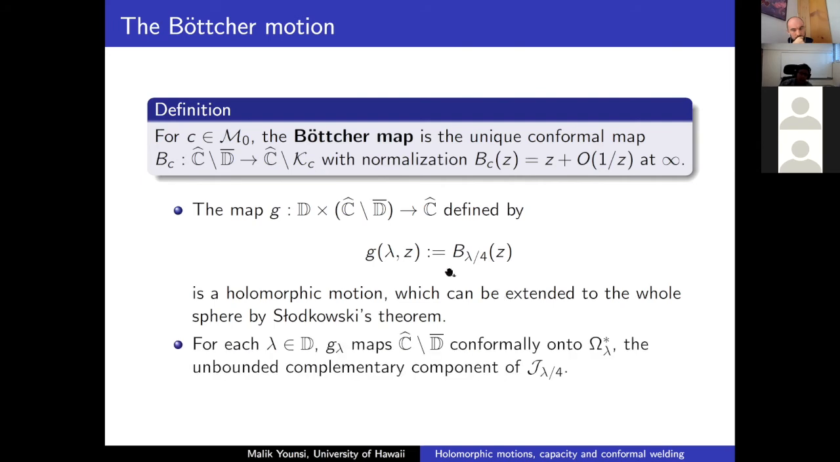It's a special motion, so it has the property that if you fix lambda, then the map G lambda is conformal outside of the closed unit disk. And it maps the outside of the closed unit disk conformally onto the outside of the Julia set J lambda over 4, the unbounded complementary component of that quasicircle Julia set.